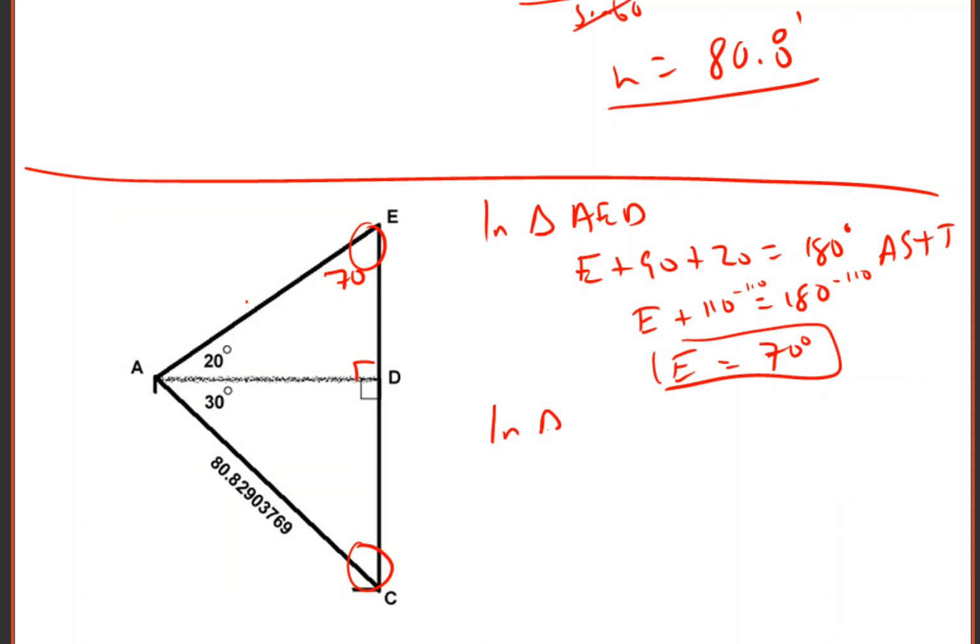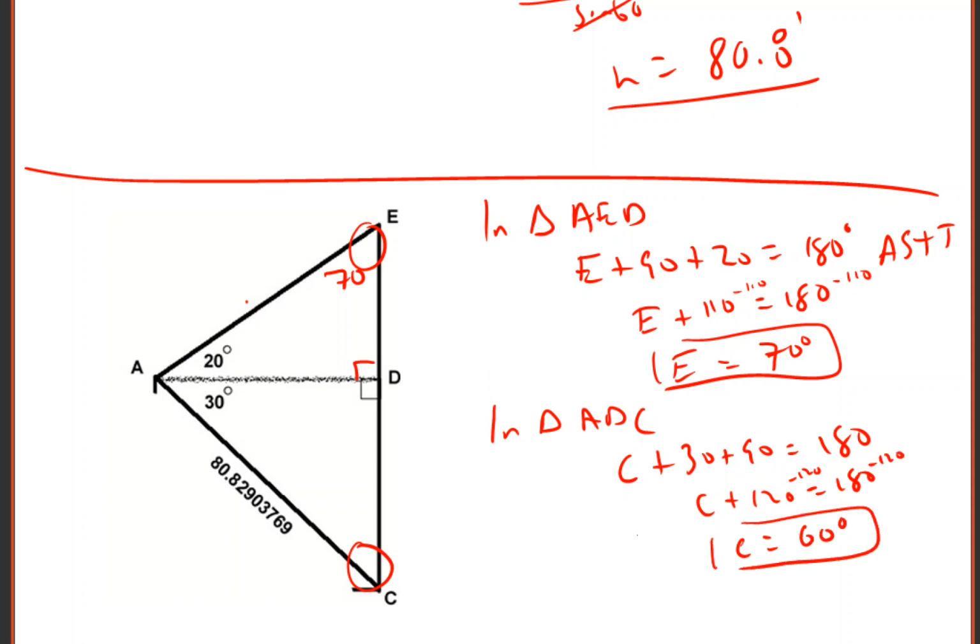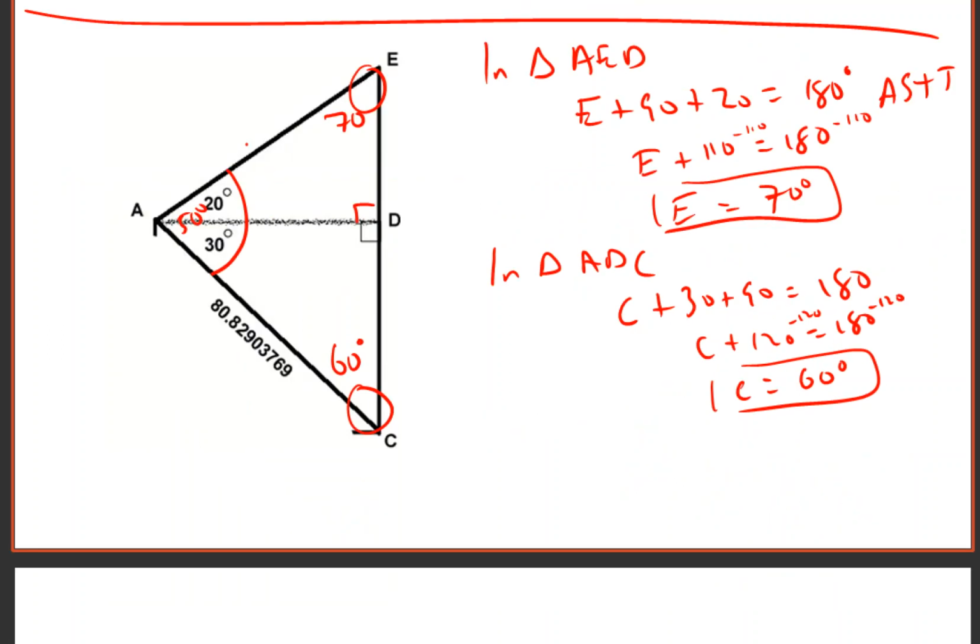And we could say in triangle ADC, C plus 30 plus 90 equals 180. C plus 120 equals 180. C equals 180 minus 120, because I'm going to take 120 from each side. C is equal to 60 degrees. And we should have also been able to say this 50 degrees plus 70 plus 60 better equal 180 as well. So I know this one's crazy long.